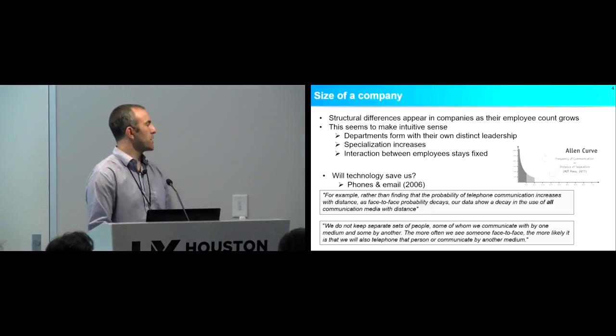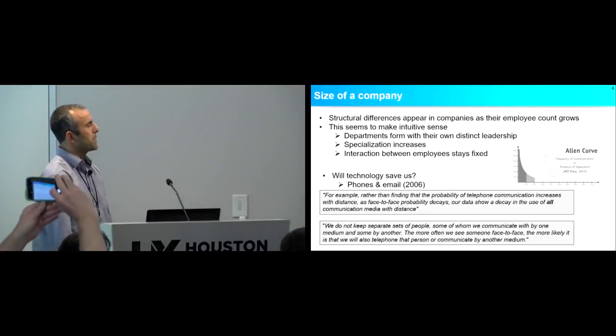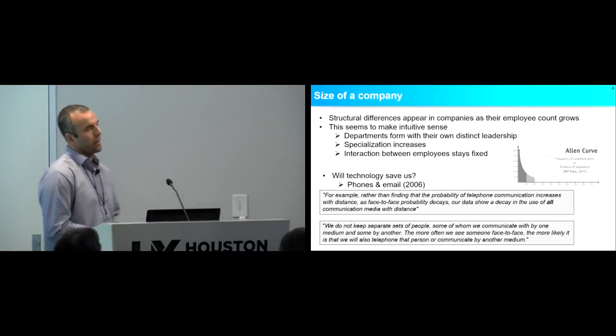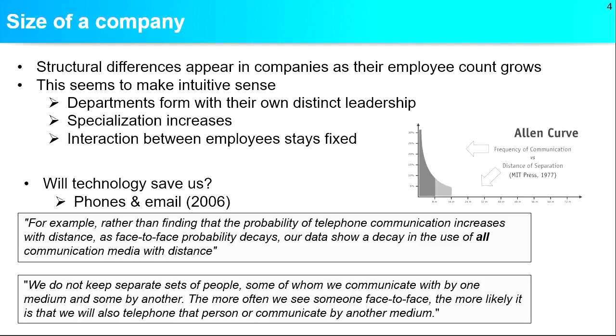And this was his justification for it. We don't keep separate sets of people. Like, I communicate with this group via email, and this group at work via phone, and this group face-to-face. That might be true outside of work. We might have different instant messengers with a different social group, or a gaming community. But in the business world, it's not really true. We still usually talk to a certain set of people.